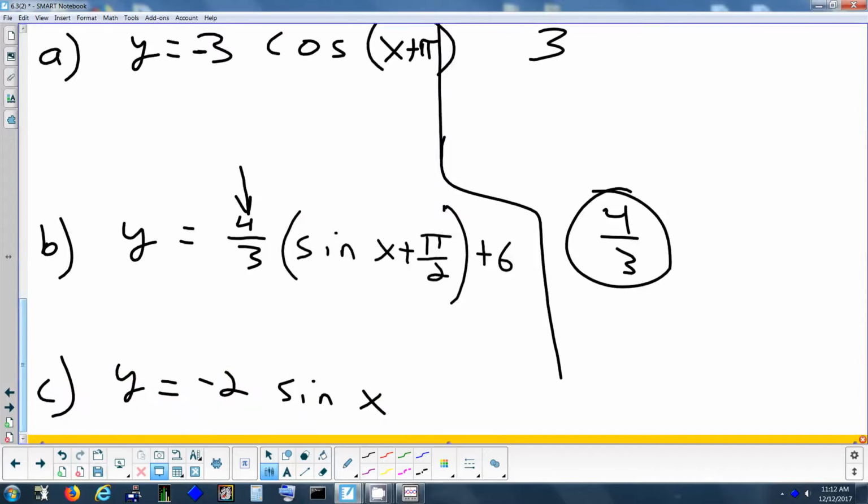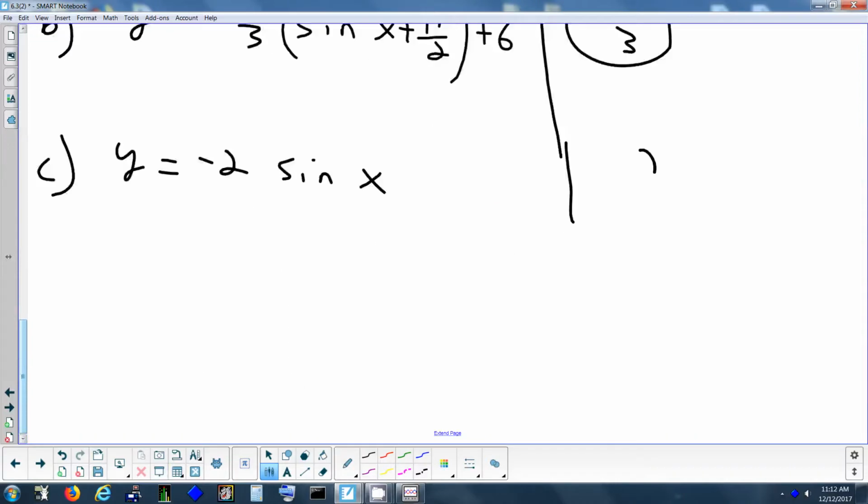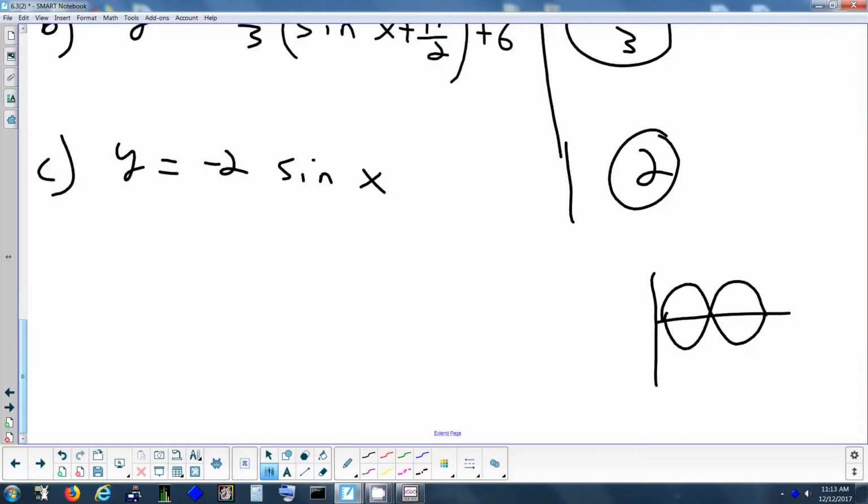Okay. How about -2 sine x? 2. What if I get rid of the negative? 2. Still 2. But does the negative have an effect on the picture? Yes. It doesn't have an effect on the amplitude, but it has an effect on the picture. If there's your graph, there's the negative of it. Okay? Wow. So you're just taking the graph and flipping it.